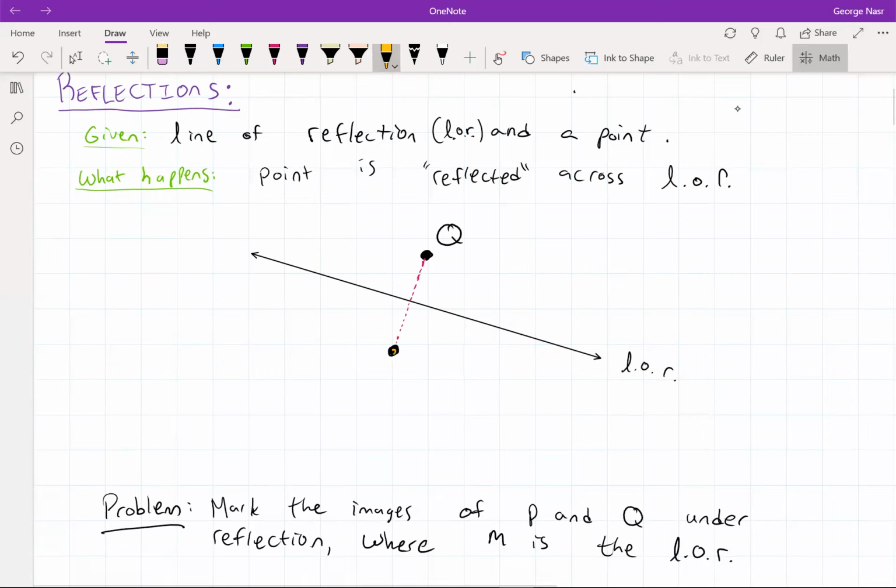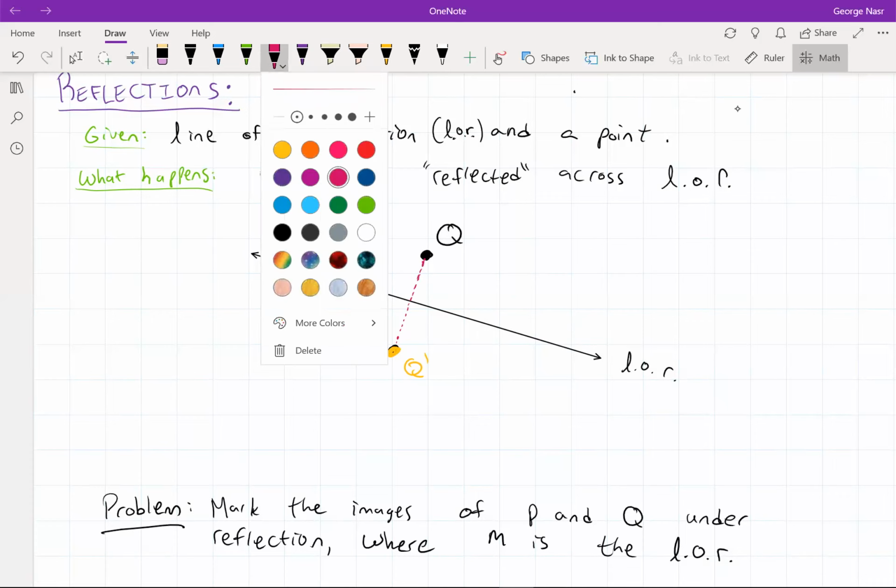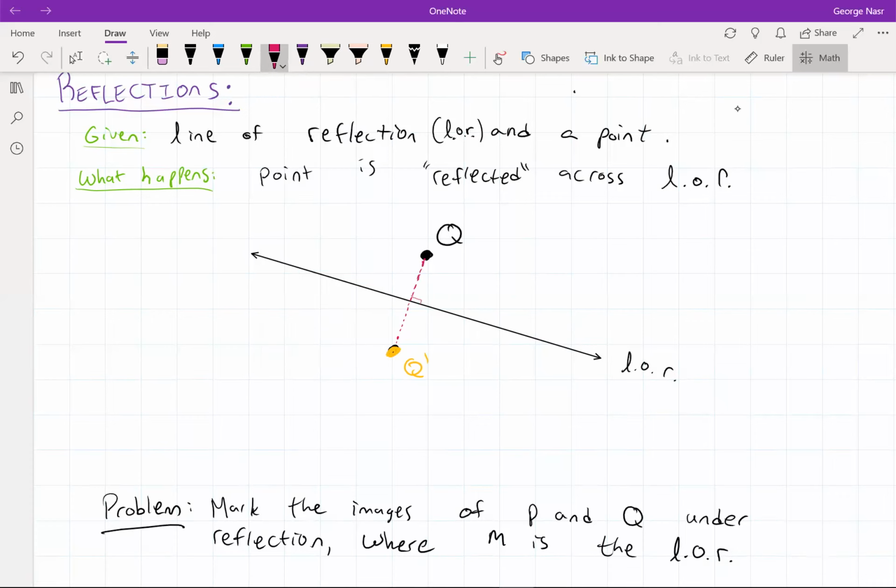And actually, let me make that yellow. Let's call this Q prime. So Q prime is the reflection of Q. So what are the rigorous details we need here? First of all, I want you to notice that this dashed line I made is perpendicular. Sorry, let me make this a little skinnier. This line right here is perpendicular to the line of reflection. So that dashed red line needs to be perpendicular.